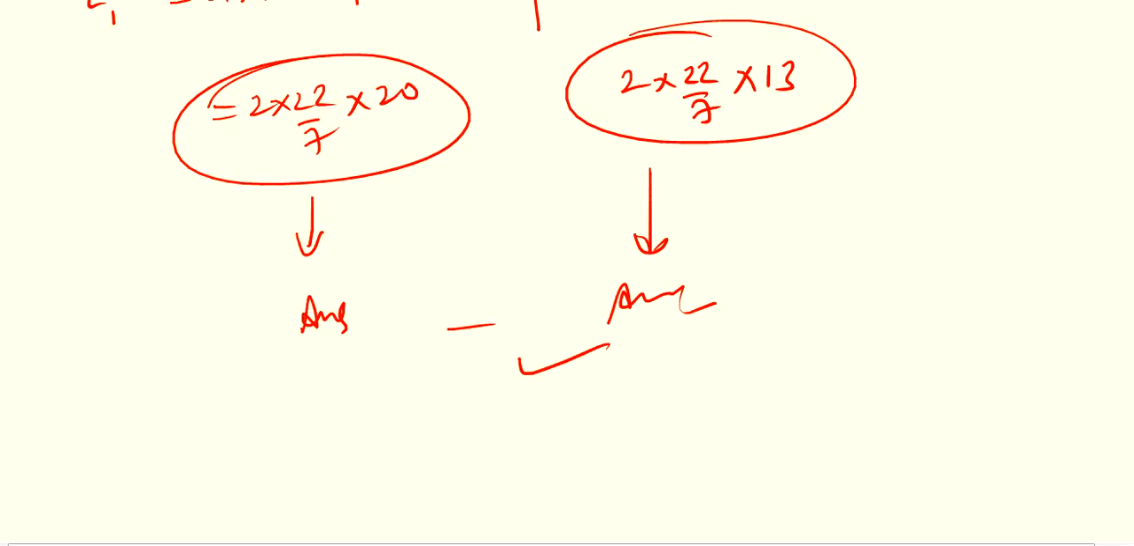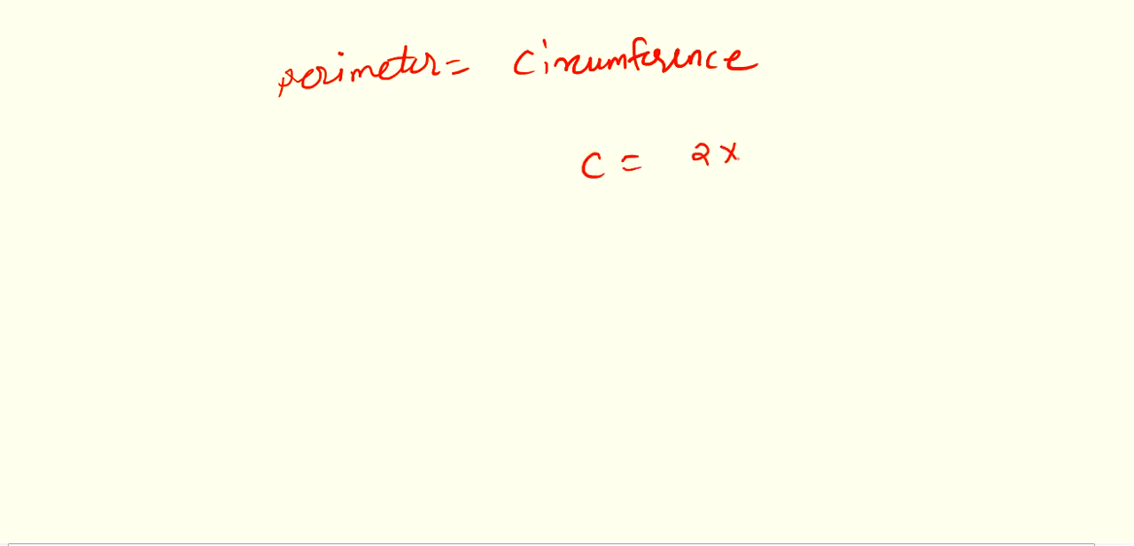So like this you have to solve question number 15. Then question number 16. Diameter of circle is given to you. Find its perimeter. Perimeter of circle is nothing but circumference of that circle. So if the diameter is given to you, you can find the circumference. For finding circumference you need the radius.